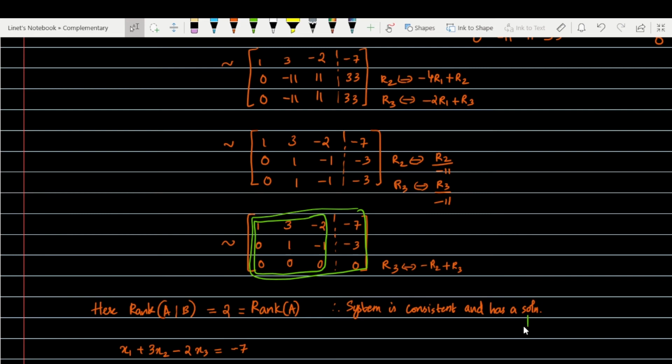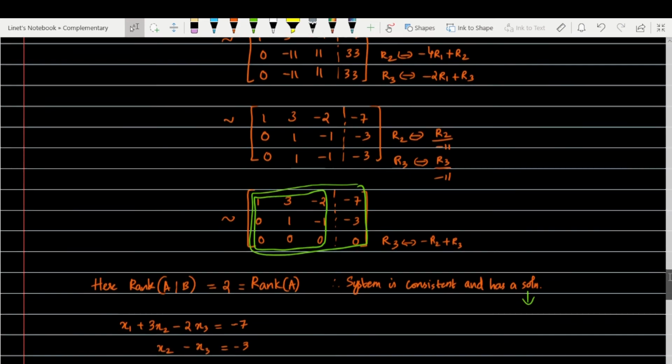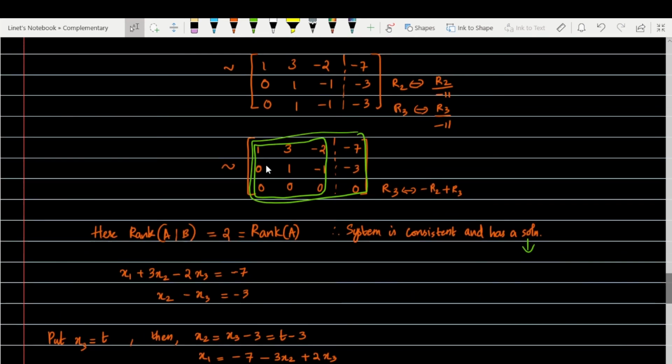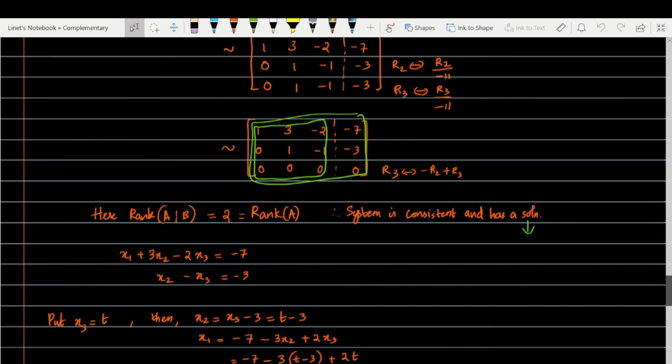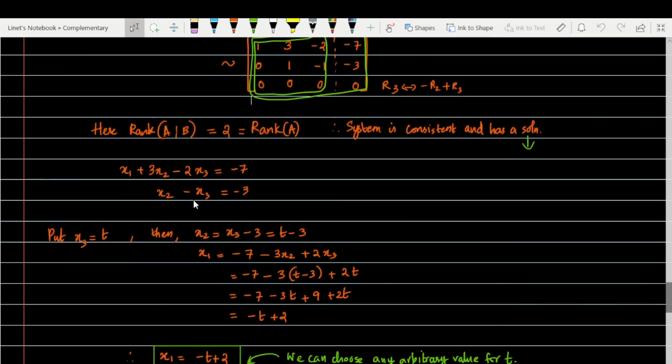So we have to check for the solution. For that, what you do is you just convert the matrix form into the system of equations. So you have 1 into x1 plus 3 into x2 minus 2 into x3 is equal to minus 7. x2 minus x3 is equal to minus 3. So now you have a situation where you have to put a variable for one among x1, x2, x3. So here you know that x2 is equal to minus 3 plus x3.